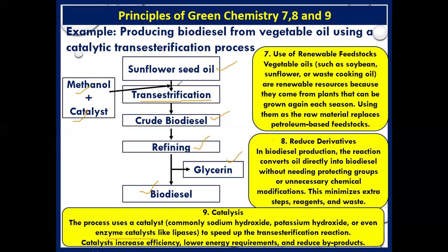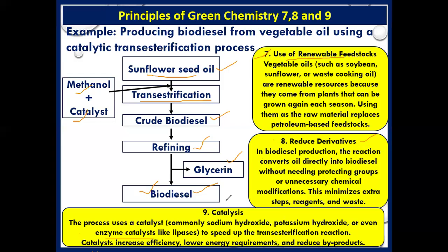So let us take them one by one. Use renewable feedstock. We know sunflower seed oil is a vegetable oil, so this is considered a renewable feedstock. By using this sunflower seed oil as a raw material to generate biodiesel, we are following the seventh principle of green chemistry. Reduce derivatives, that is the eighth principle.